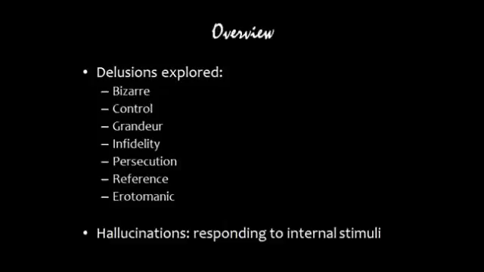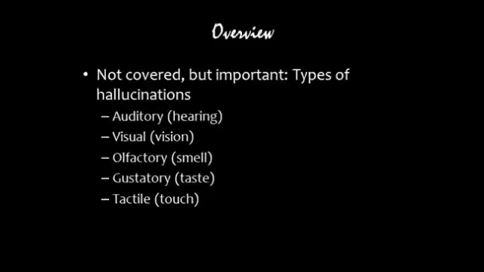The delusions explored in this section of the training include bizarre, control, grandeur, infidelity, persecution, reference, and erotomanic delusions. The types of hallucinations explored in this section of the training include responding to internal stimuli. Not covered in depth, but important for you to know about, are types of hallucinations. These correspond to the 5 aspects of the human sensory system.